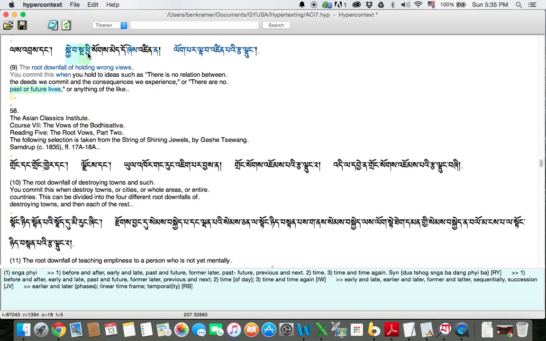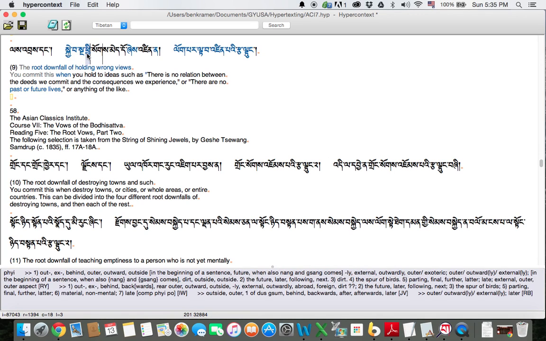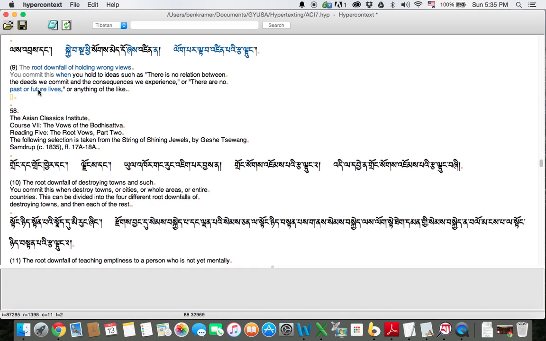That's best case scenario, right? We have the technology. The ma is the chi. That's the past. Oh, I did that backwards, didn't I? No, I didn't. Chi is future, which is what we have. This green is this, and if I hover somewhere in between, then it gives that phrase. And if I hover somewhere here, then this is past and future lives. And anything of the like.